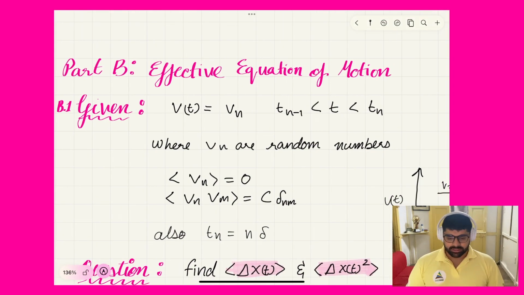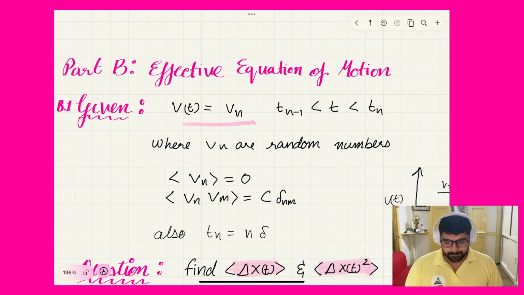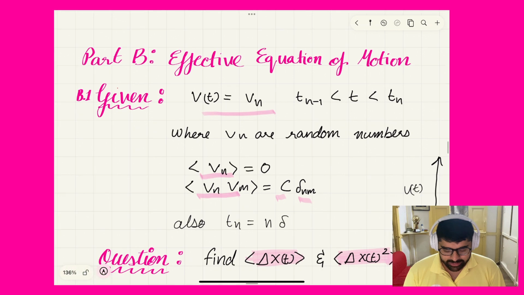So what we're given is v of t is equal to vn, and the mean value of vn is equal to 0 and the mean value of vn vm is equal to c times the Kronecker delta function. This Kronecker delta function is just a convenient way to write it down. This function is equal to 0 when n is not equal to m and 1 when n is equal to m. Also, tn is equal to n delta. The question says find the expectation value of delta x and delta x square.